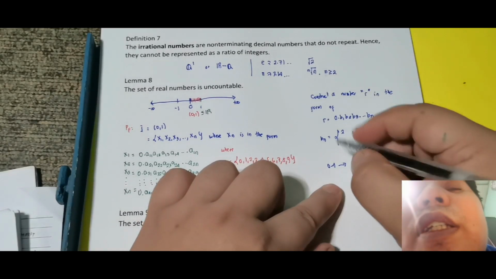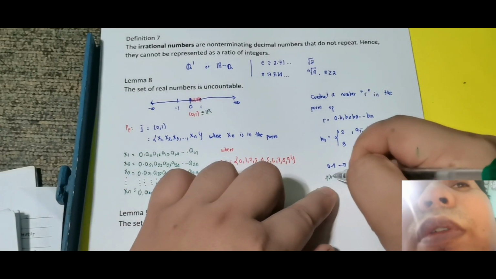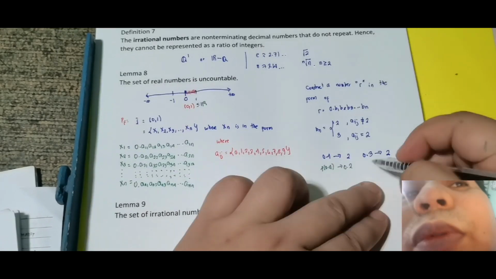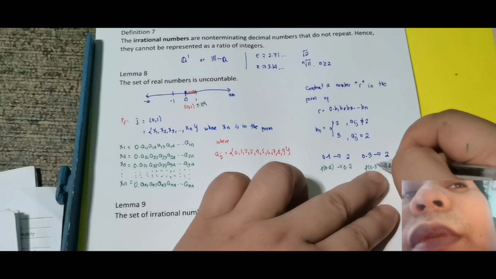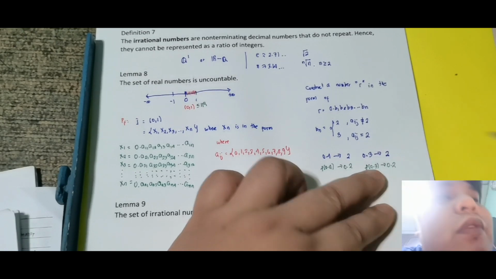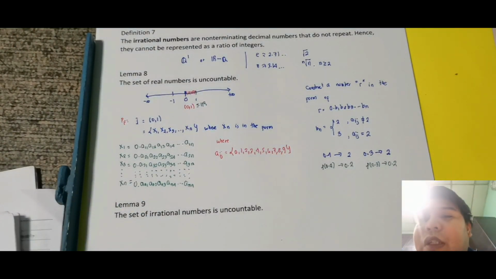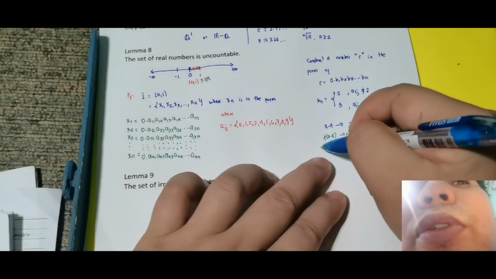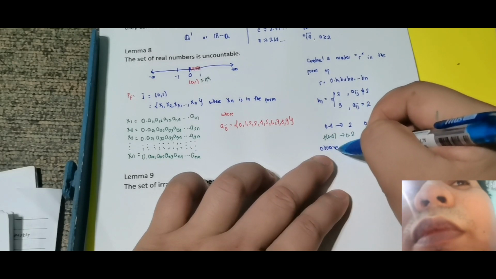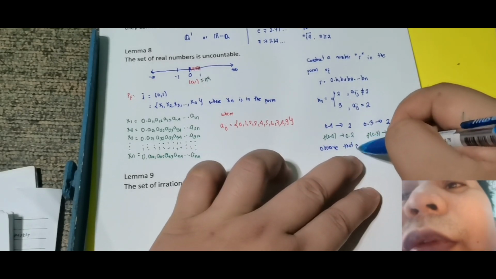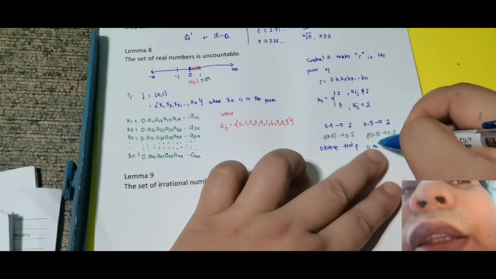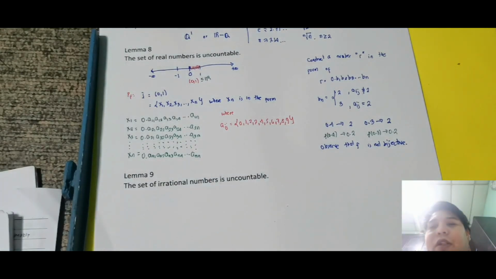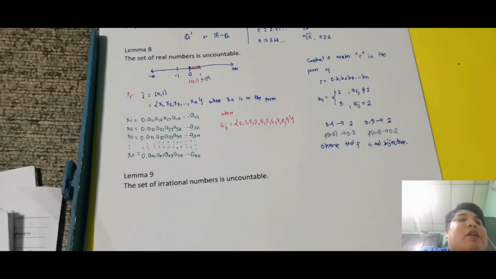So this implies that f of 0.4 goes to 0.2, and f of 0.3 maps to 0.2, which is not 1-to-1. So observe that it is not 1-to-1. Since it is not 1-to-1, observe that f is not bijective. So, in general, since it is not bijective, we have not made a function.